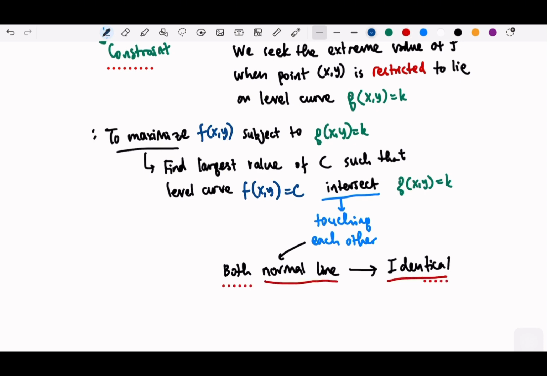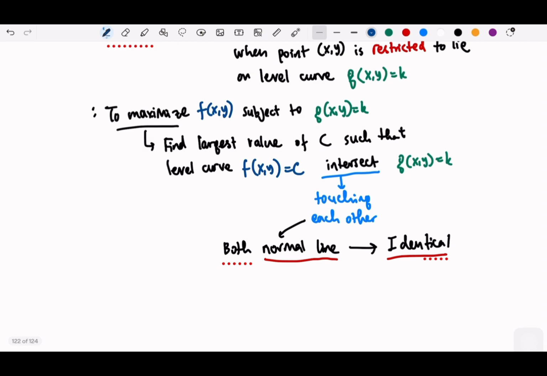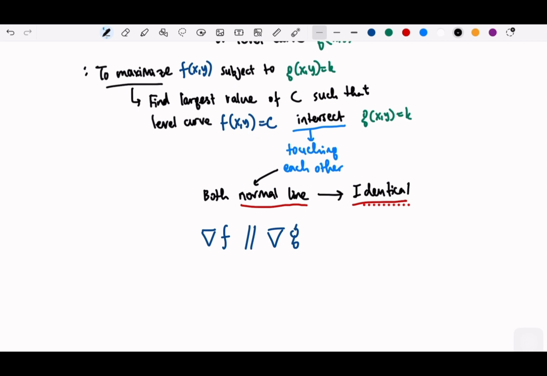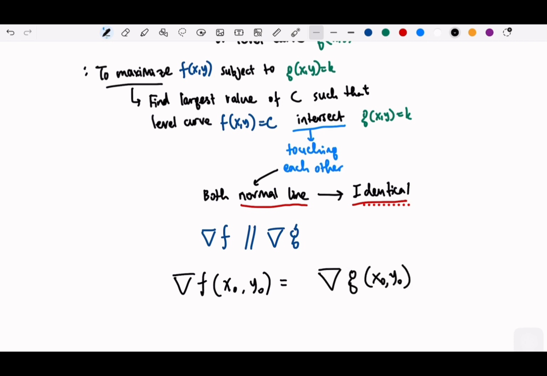What is the normal line? The normal line could be described as the del. So the del f will be parallel with the del of g. So that's why we can write an equation that states the del f at certain points will equal the del of g at certain points, but of course we will have some multipliers between these two.